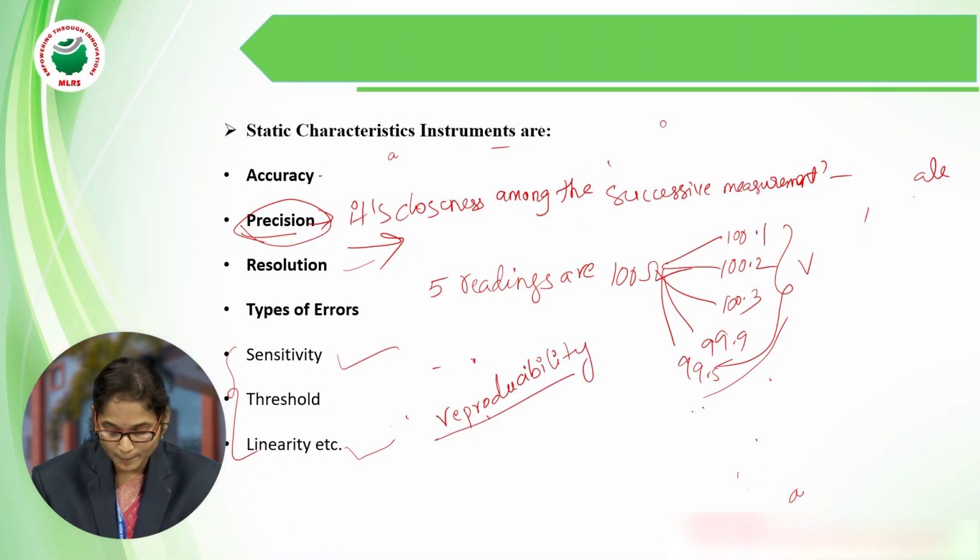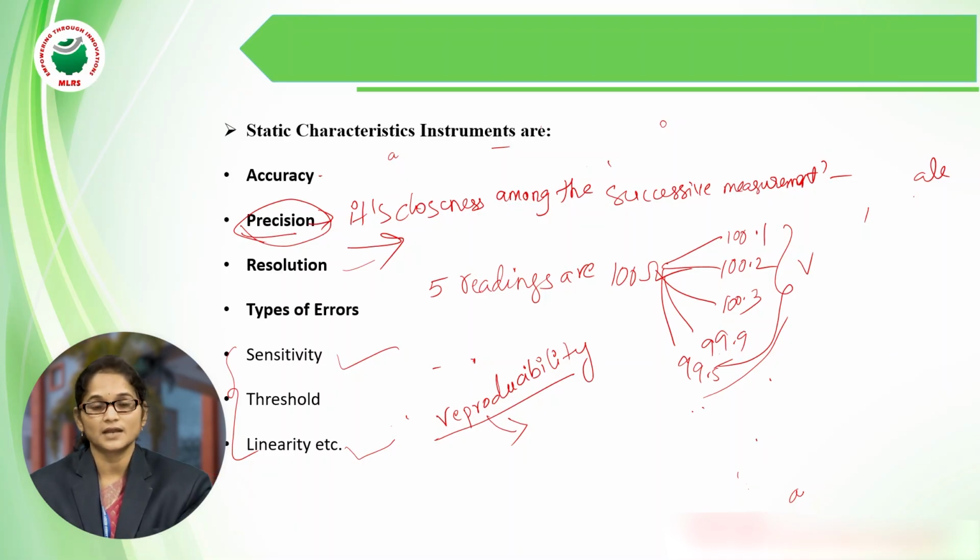What is reproducibility? Whenever we are going to measure the resistance, how close the values are to each other and how the readings reproduce each other, this is called reproducibility. One more definition: the degree of agreement within a group of measurements is also called the precision.